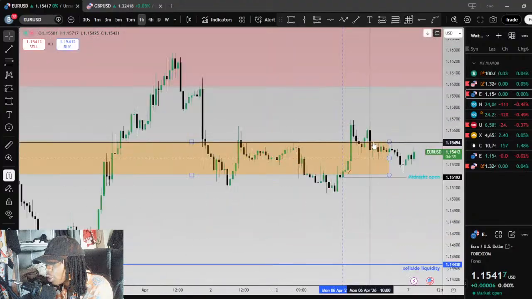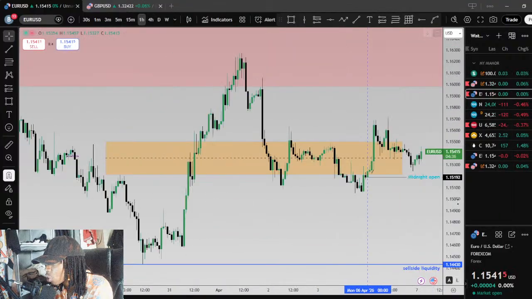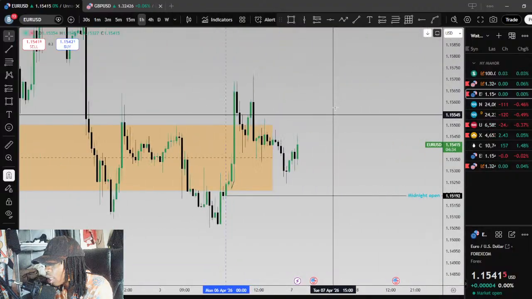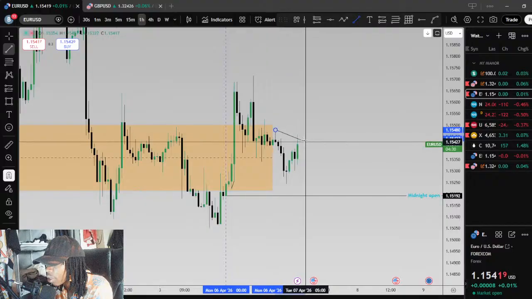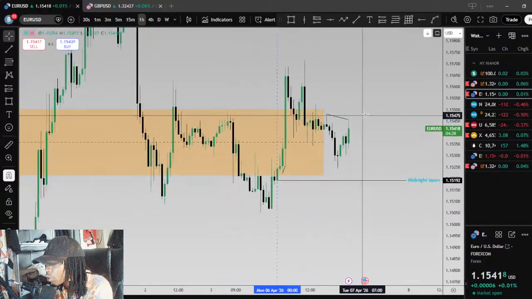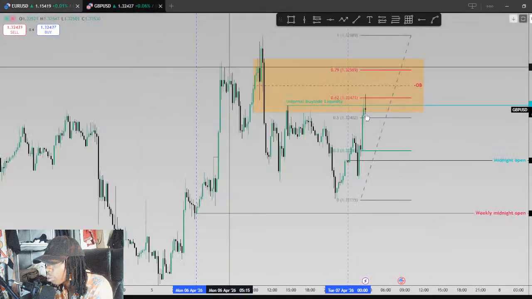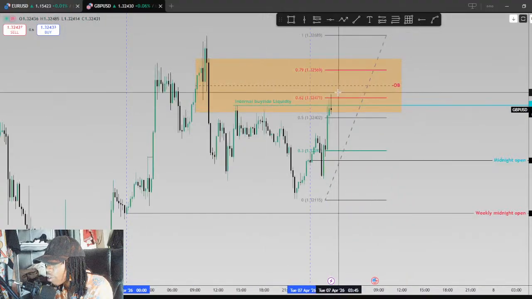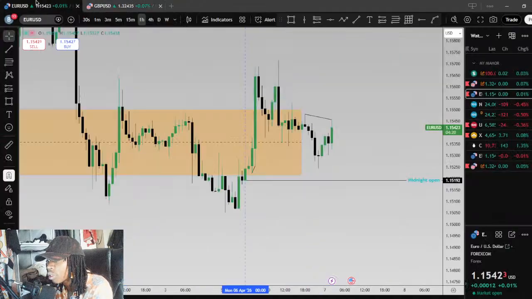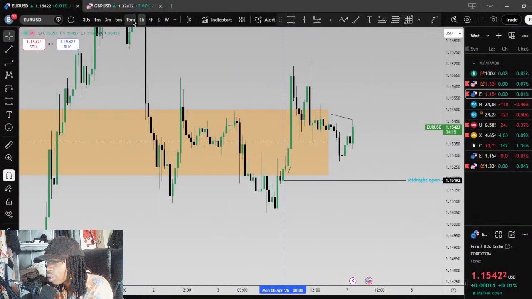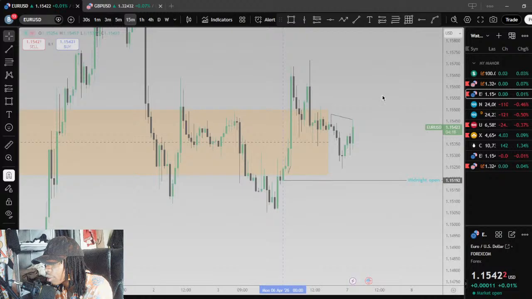I'm kind of evaluating which side I'll be taking the shots on, either Euro or Pound. I love this idea now. Look at this. We have a high that was not violated here, and on Pound we have the high being violated here. So let's just go on a lower time frame here.